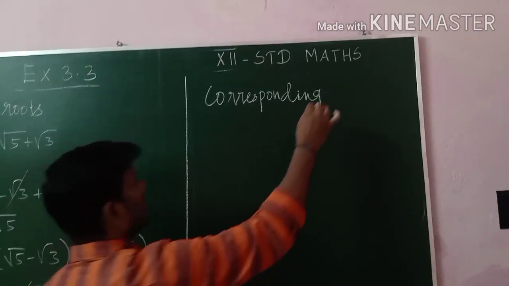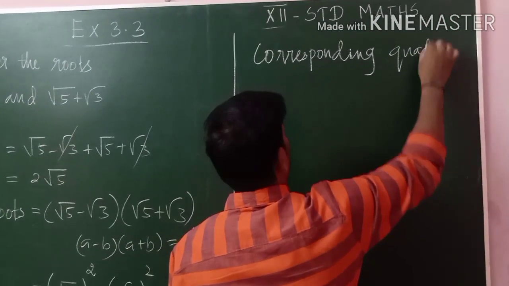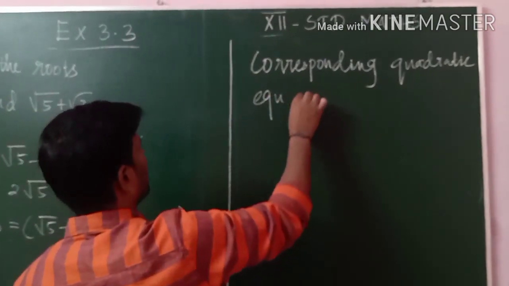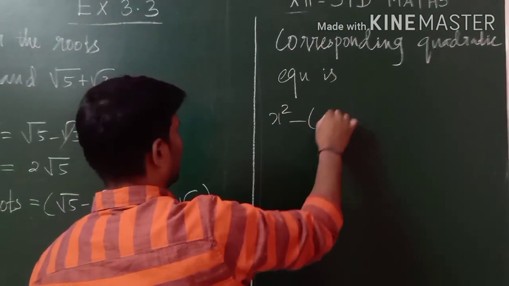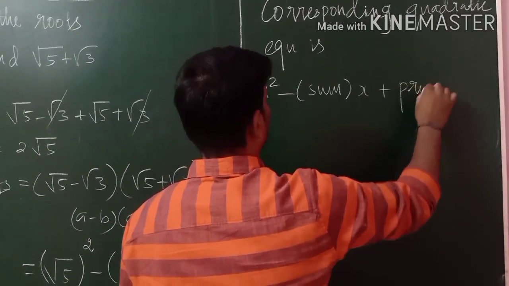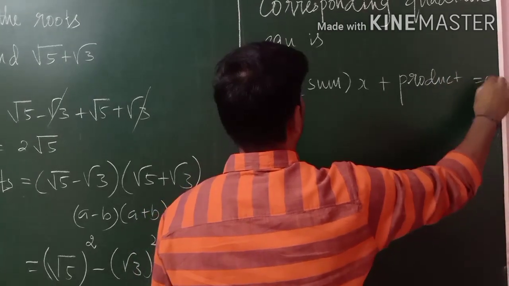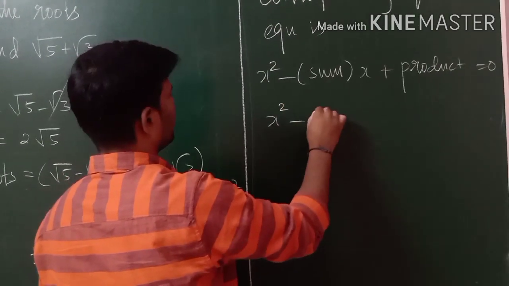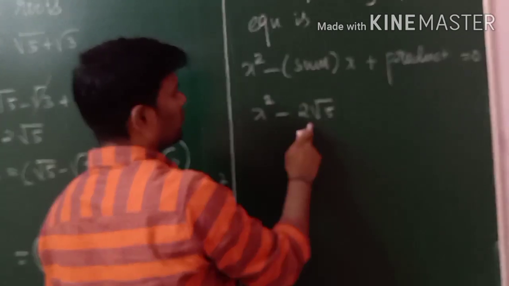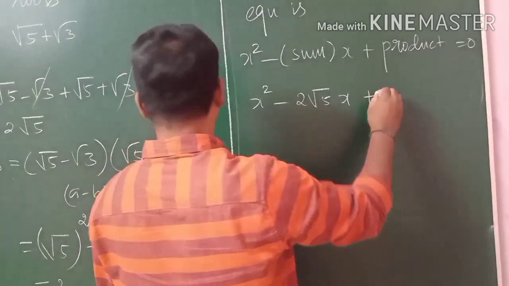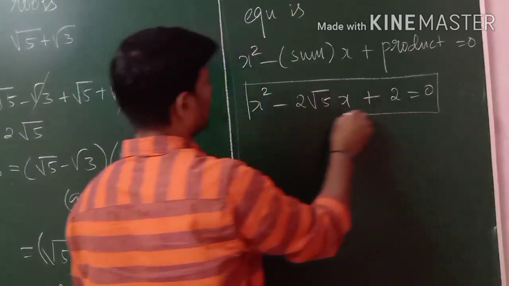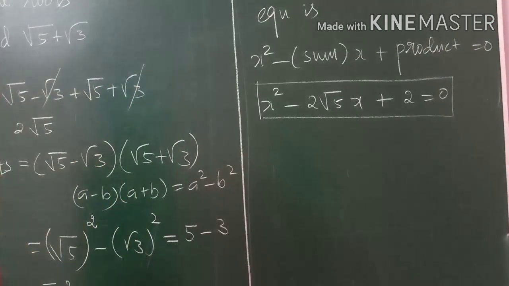So the corresponding quadratic equation is x square minus sum of roots into x plus product of roots is equal to 0. So x square minus sum of roots, what? 2 square root of 5. So minus 2 square root of 5 into x plus product of roots 2 equal to 0. This is one of our quadratic equations.